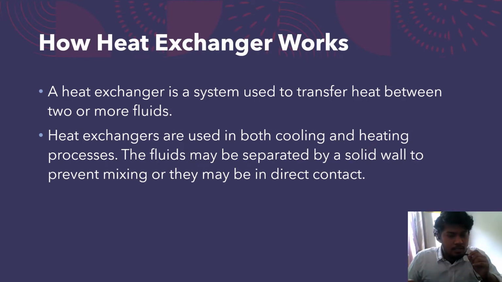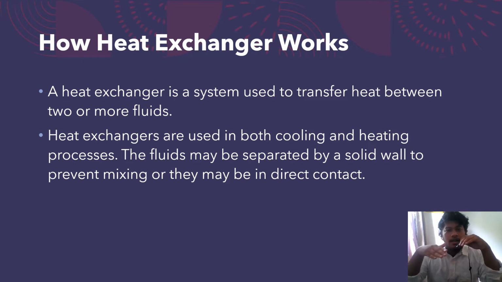How does a heat exchanger work? A heat exchanger is a system used to transfer heat between two or more fluids. Heat exchangers are used in both cooling and heating process. The fluids may be separated by a solid wall to prevent mixing, or they may be in direct contact. So there are some types of heat exchanger that require the mixing of the liquid directly, and some of them are not mixing. It's cooled separated by a wall.